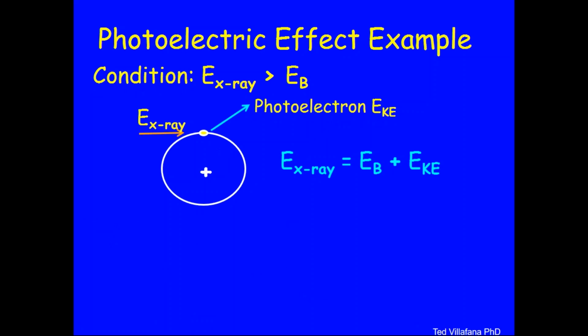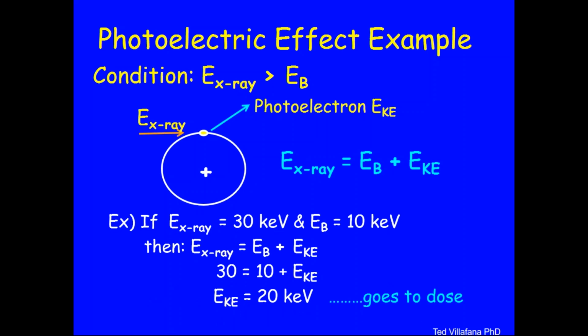We know that the balance of energy is the binding energy plus the kinetic energy. What if the incident X-ray photon had 30 keV and the atom that it's interacting with had a binding energy of 10 keV? Well, using our energy balance equation, you want to find the kinetic energy of the electron. The X-ray in was 30, the binding energy was 10. Well, the 20 would be the kinetic energy of the electron, and that would all go to dose. Okay, very simple expression.